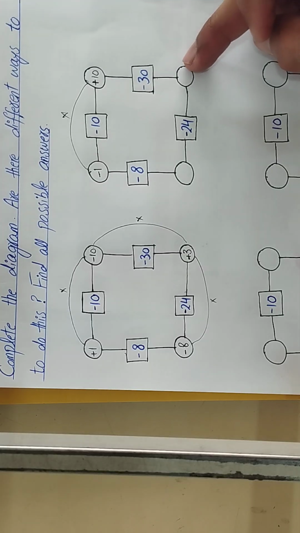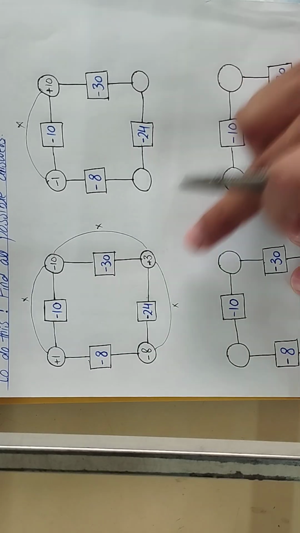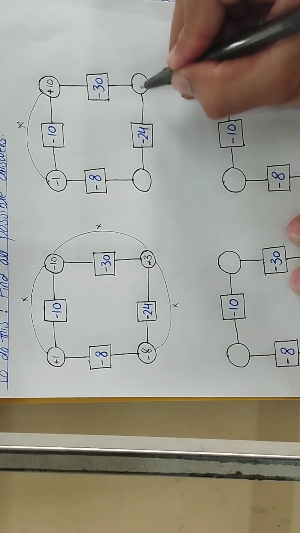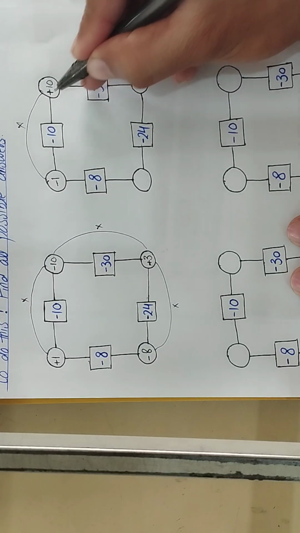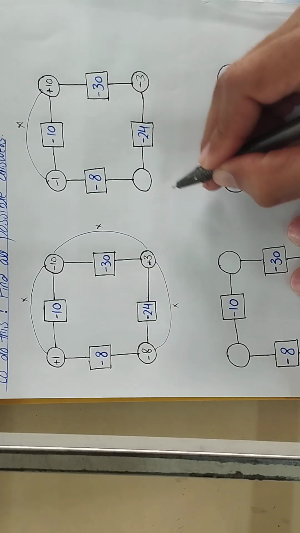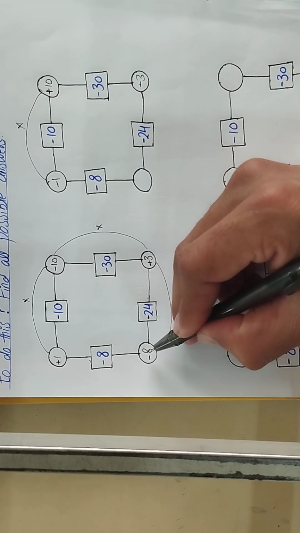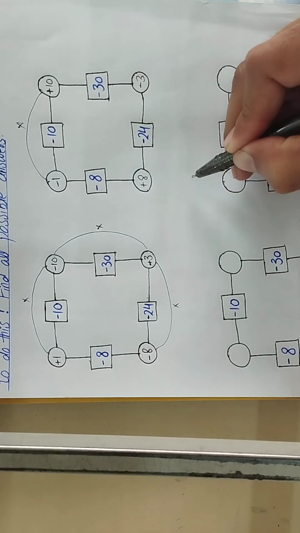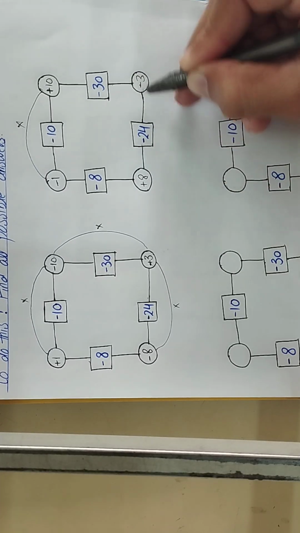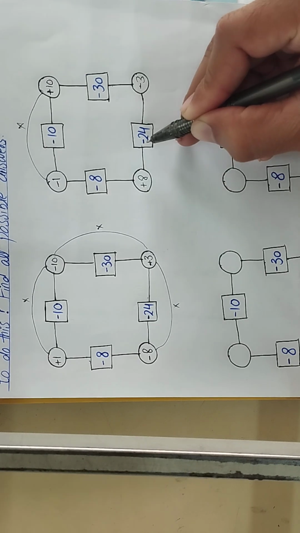Now what will be this number? By changing the sign of this number, we can write minus 3 here. You can say 10 threes are 30 and plus multiply minus is minus. And what will be this number? You can change the sign of this number to find it. It must be plus 8. 3 eights are 24 and minus multiply plus is minus.